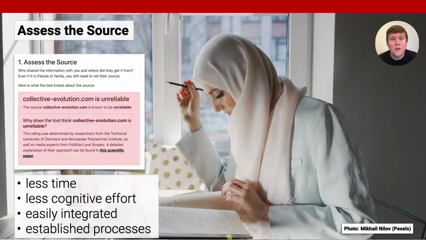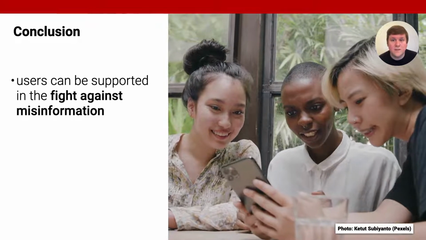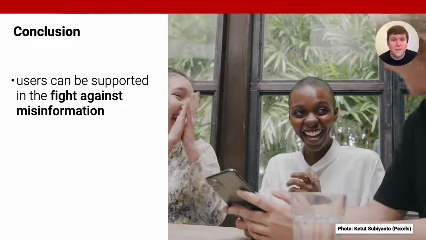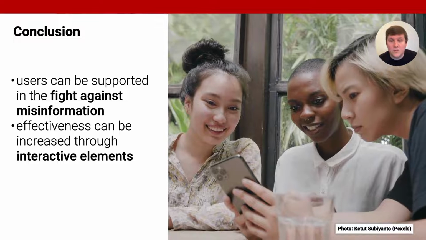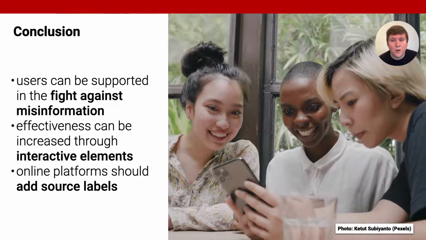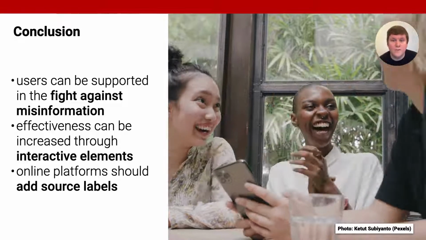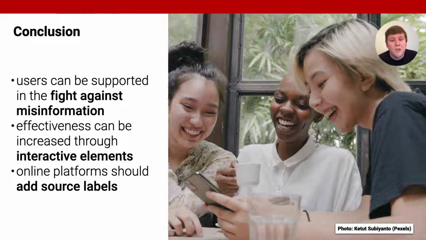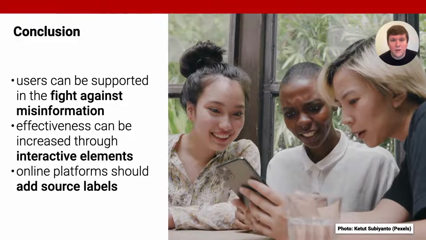The most important finding is that users can be supported in the fight against misinformation. We also show that interactive elements can increase the effectiveness of the checklist components. Our most important design recommendation is that online platforms should add source labels. We encourage providers of platforms like Facebook, YouTube, Telegram, and TikTok to add democratically and transparently determined source labels to online platforms.